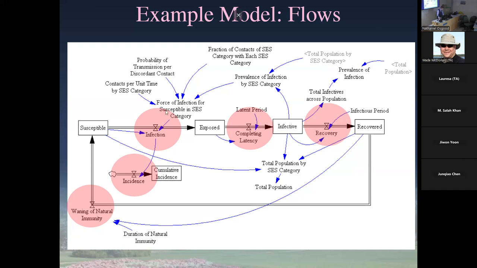If people are getting infected faster than they're losing immunity, is the number of susceptibles going to go up or down? Or equally, if the rate at which people are recovering, people per day recovering, is greater than people becoming infective per day, is the number of people who are infective going to go up or down?